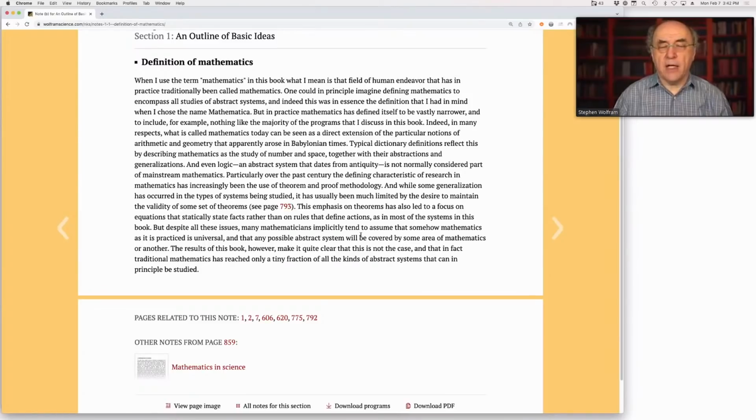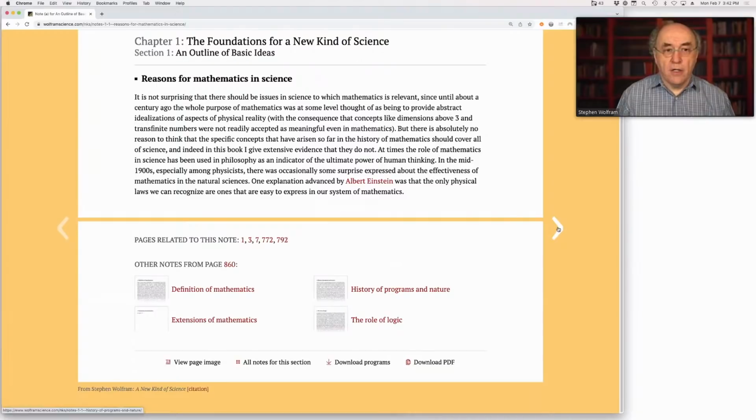Now, by the way, in my recent work in metamathematics, we actually are going in the forward direction. So take these axioms and just tree out the giant collection of theorems that they produce. I talked about that a little bit in chapter 12 of A New Kind of Science, but that's now much more developed. All right, let's see. I talk here a little bit more about reasons for mathematics and science.